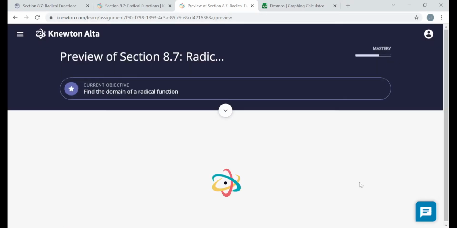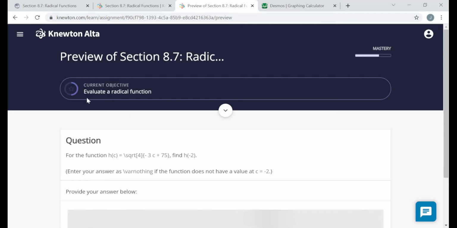Moving on, we get another question from the objective, evaluate a radical function. So again, just plugging in a number for the input variable and seeing if you get a real number output and what that is. Alright, so here we have an even root. This is a fourth root function. So hopefully, after I plug in my input of -2 for c, the radicand is not negative, right? Because if the radicand is negative, we're not going to get a real number output. And we'll have to put that empty set symbol.